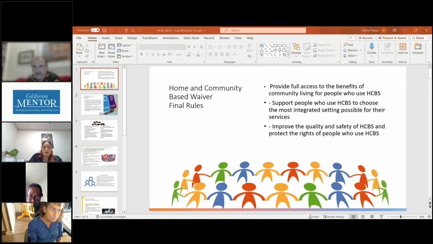to the community. Okay, it talks about supporting people who use home and community-based services to choose the most integrated setting possible for their services. Now, what that means is we want people to be with non-disabled individuals as much as that is possible.